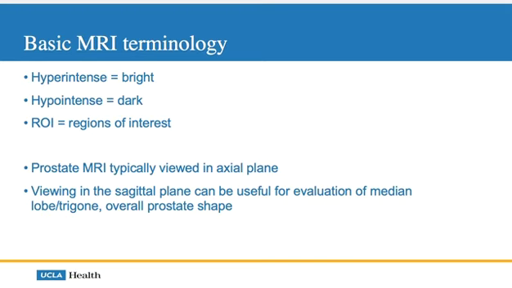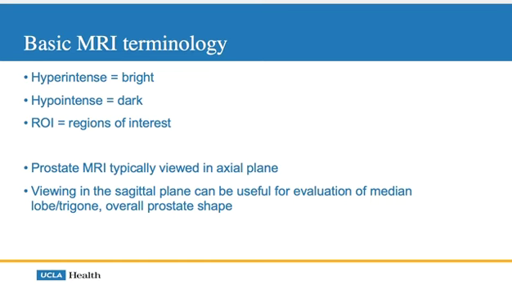So when we're talking about magnetic resonance, brightness on an MR is referred to as something being hyperintense. So intensity refers to the brightness or the darkness of an image. Bright areas are termed hyperintense. Dark areas are termed hypointense. And ROI stands for regions of interest, and those are areas within the image and within the prostate for which we are suspicious that there may be a malignancy.